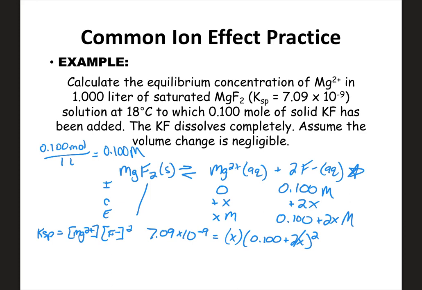So when I solve this for x, and you can go through and do the math, remember, don't forget to square your 0.100. When you actually solve this, you should get 7.09 times 10 to the minus 7th molar. And because they're asking for the concentration of the Mg2+, according to my ICE table, the concentration of the Mg2+ is x. So now that I found x, I know that that is the concentration of my Mg2+.